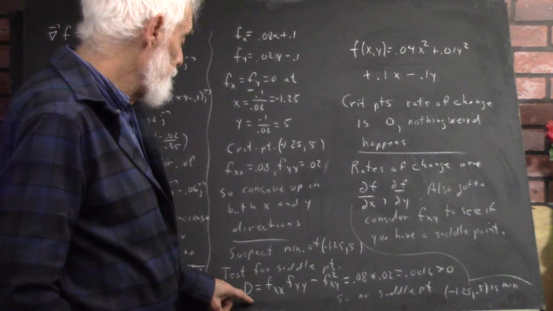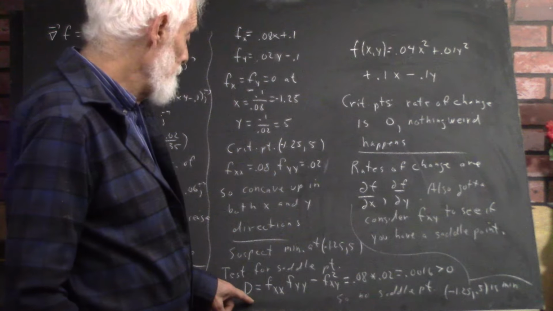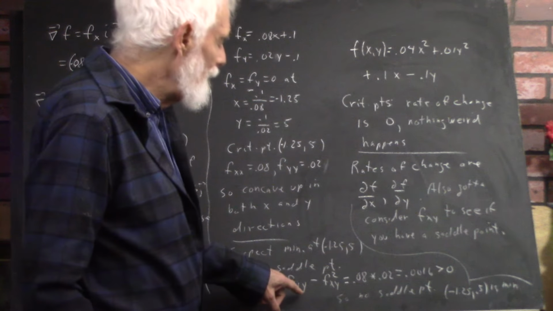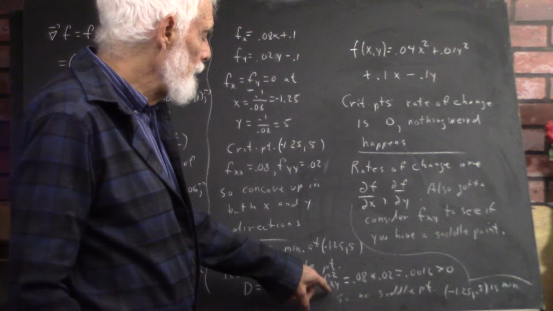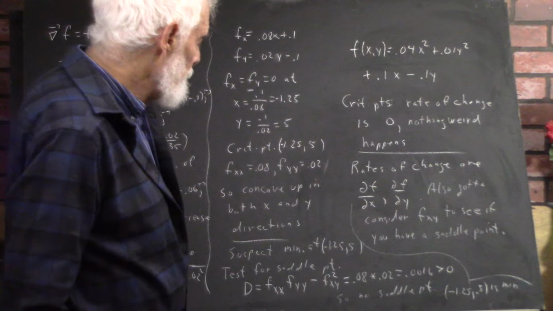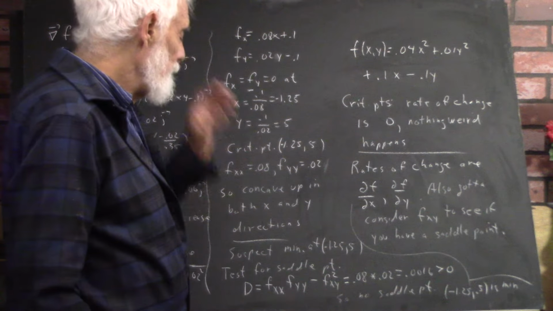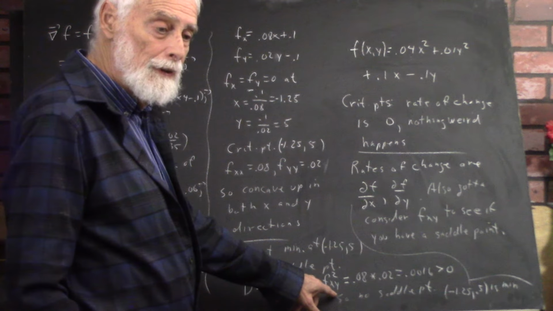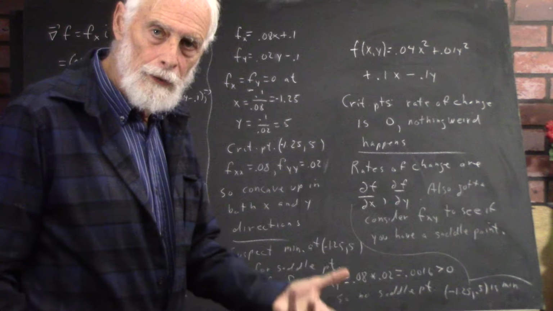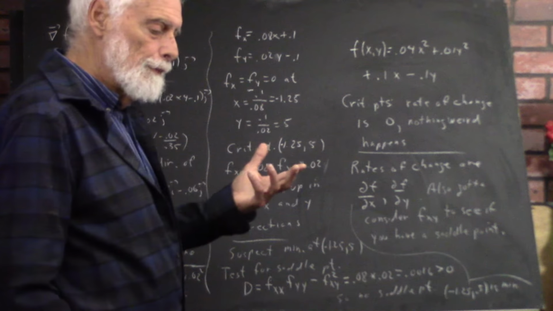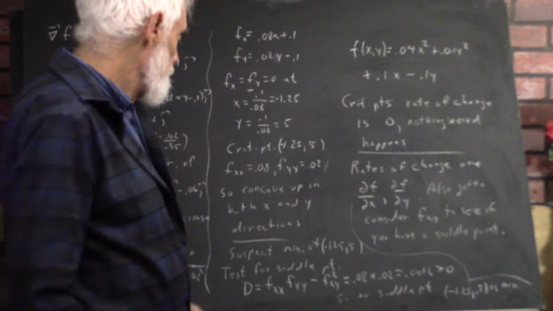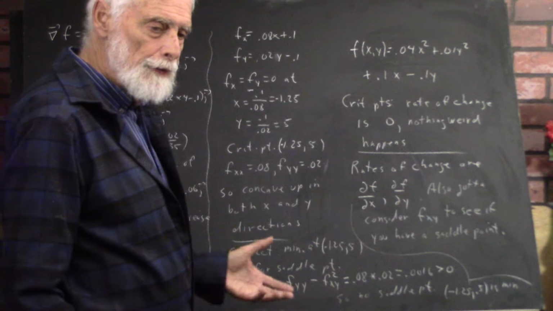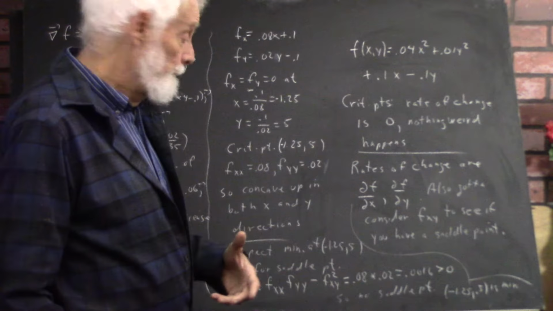And the test is this discriminant thing here, f_xx f_yy minus f_xy squared. Now think about this for a minute. Well, the test is, as long as this thing is positive, then you have either a relative maximum or relative minimum. If it's 0, you're not sure. And if it's negative, you've got a saddle point. Why is that?